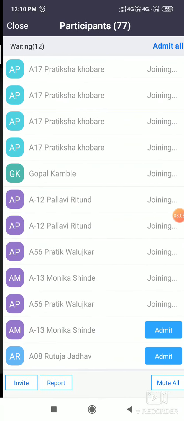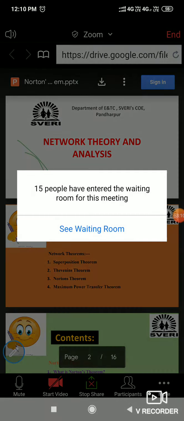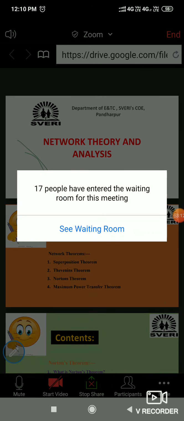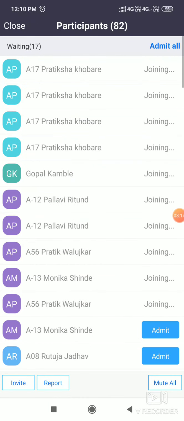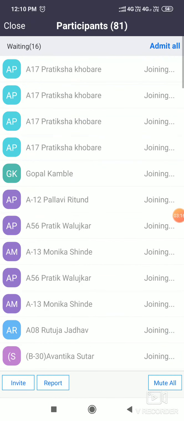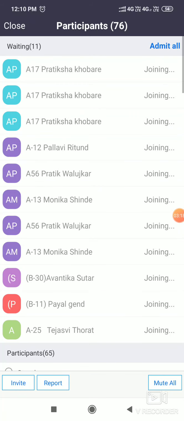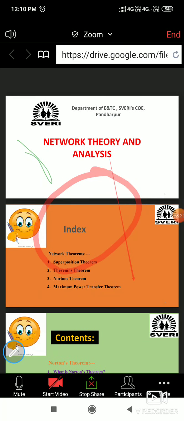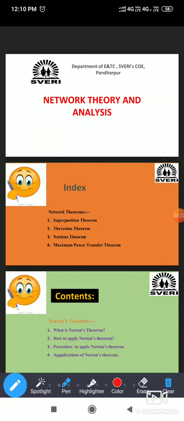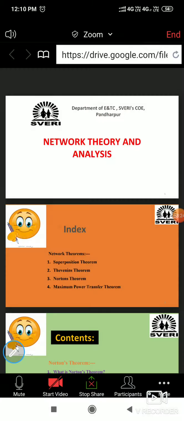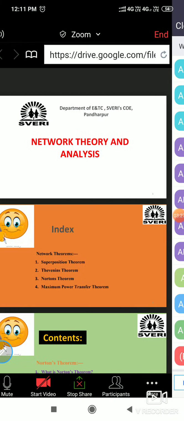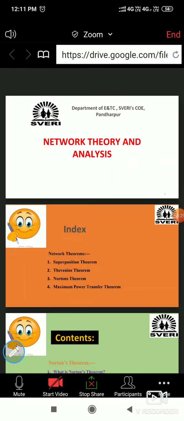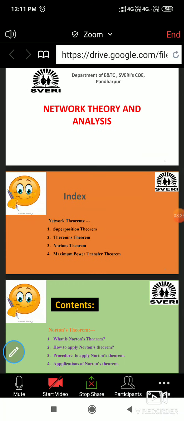Okay. Now I will start. So here, four theorems will be there. Out of the four theorems, first we have completed the superposition theorem, and Thevenin's theorem we have completed. Now the third will be Norton's theorem, which we are going to learn today.